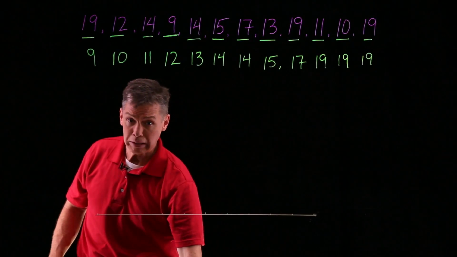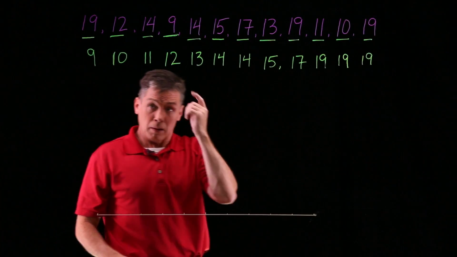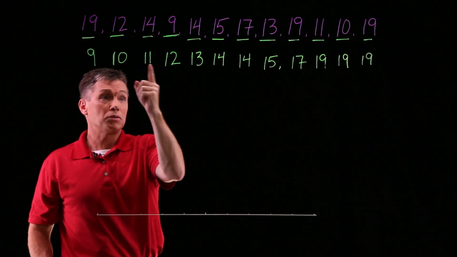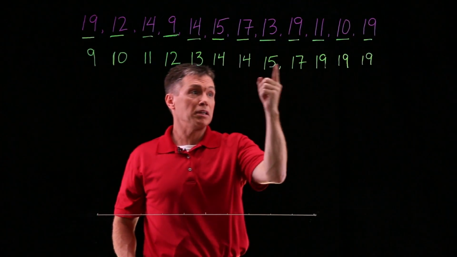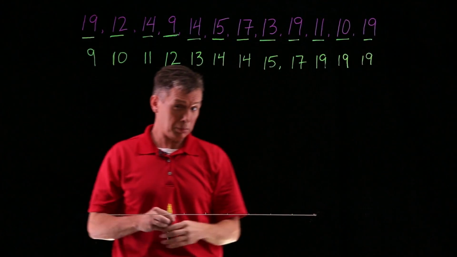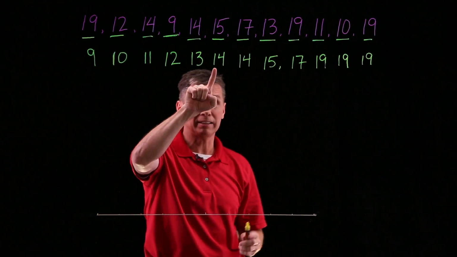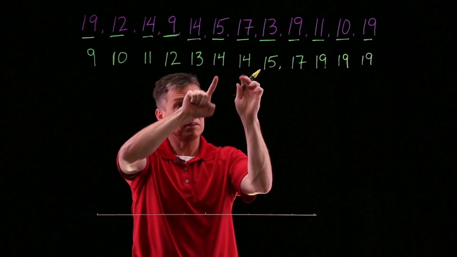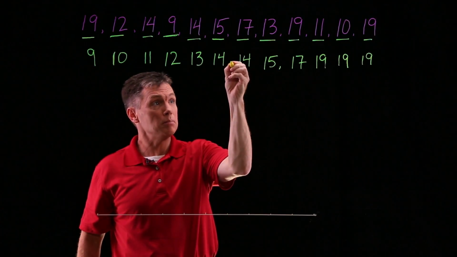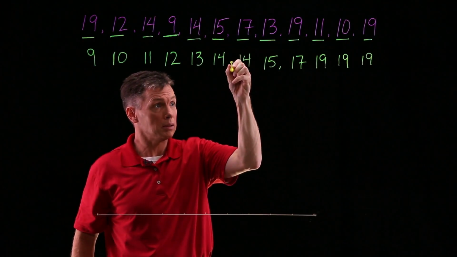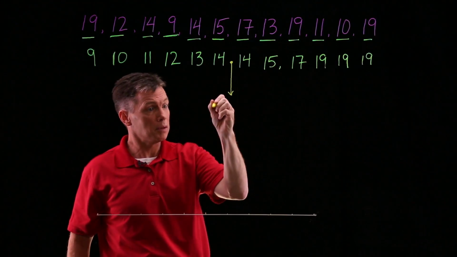Now let's find that median, the exact middle point. My data set has 1, 2, 3, 4, 5, 6, 7, 8, 9, 10, 11, 12 data points. So 1, 2, 3, 4, 5, 6. This will be my 7th data point. Right in the middle is my median.